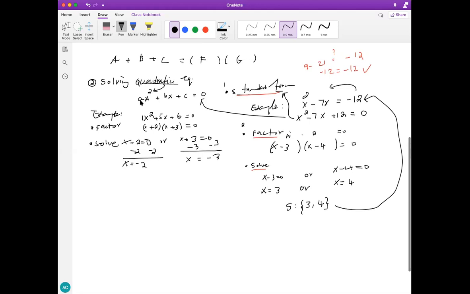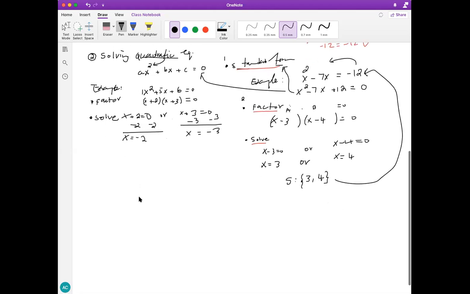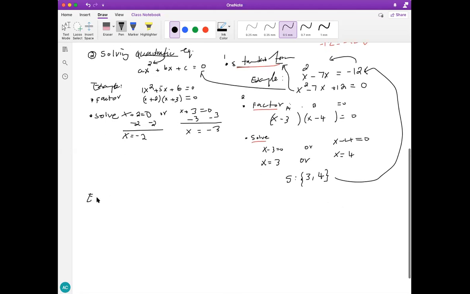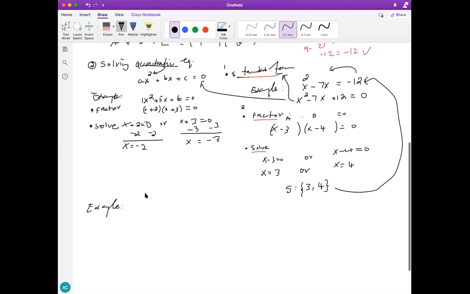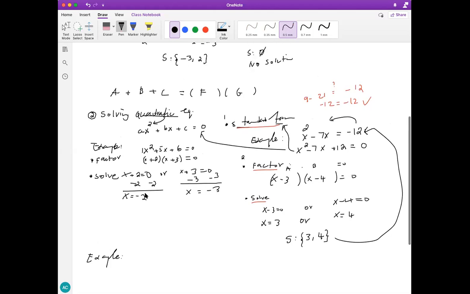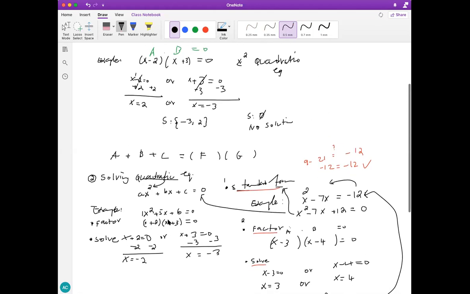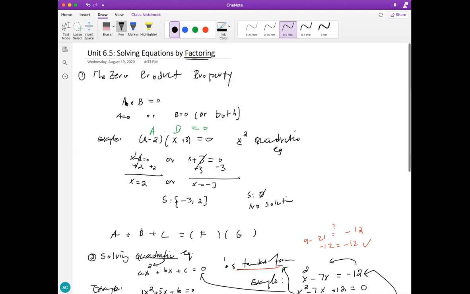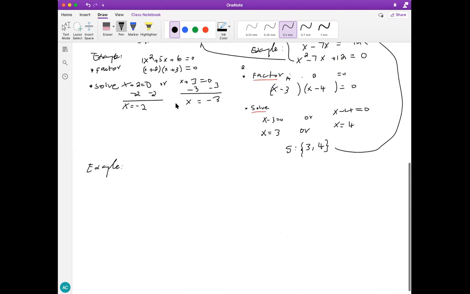It doesn't have to be, by the way, a trinomial here. It could be a binomial or maybe more, as long as you factor it into some product. The product here doesn't have to be two factors. It doesn't have to be just A and B. It could be A times B times C times D. It doesn't matter, it's the same property.